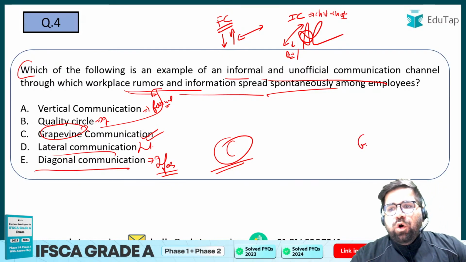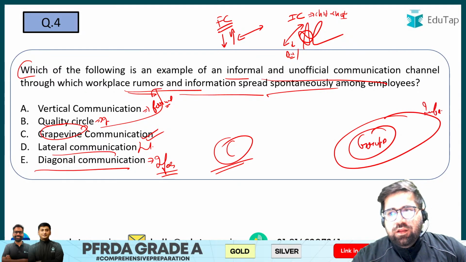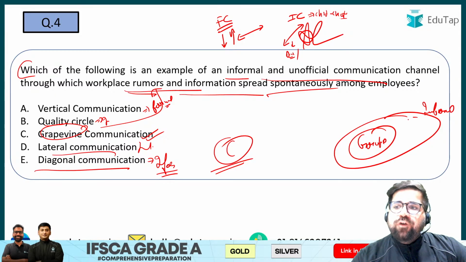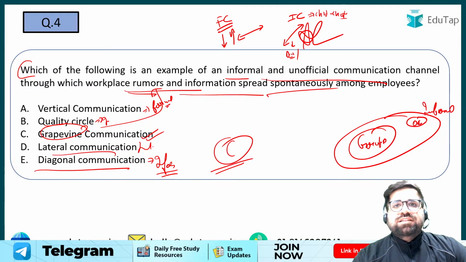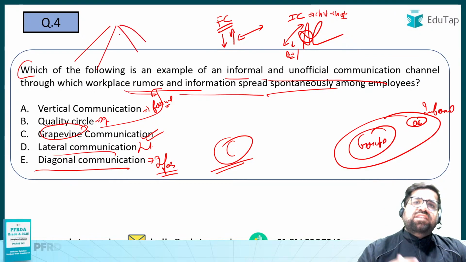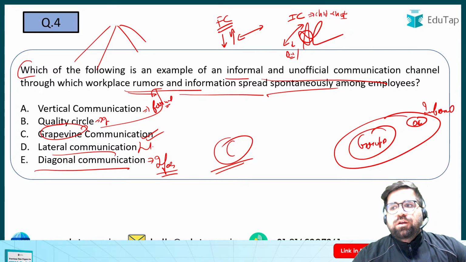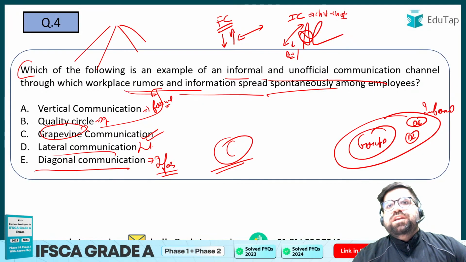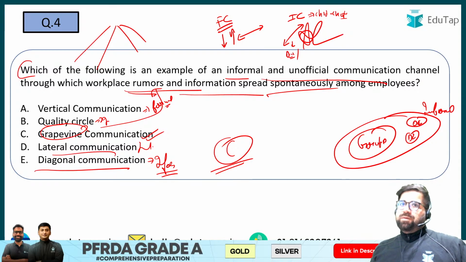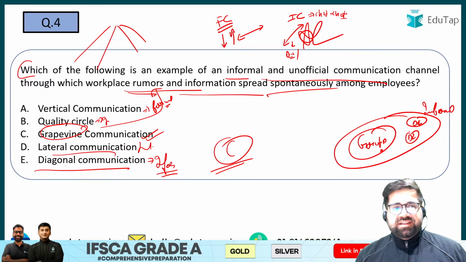And do remember, all the grapevine communication is informal. All the grapevine. But all informal is not grapevine. In your informal, you will also have quality circles. Quality circle means that employees of multiple departments come and discuss some productive issue. So quality circle can also be informal. Moreover, diagonal communication can also be informal. So you cannot say that all informal communication is grapevine. Do remember it. But I can say that all grapevine is informal. I hope you are able to understand this.